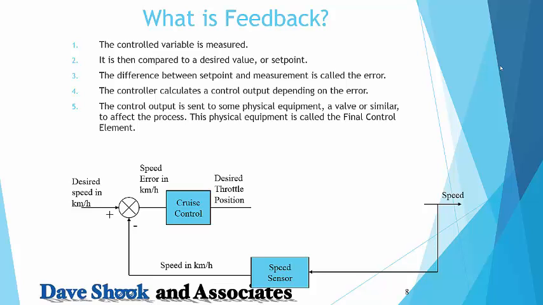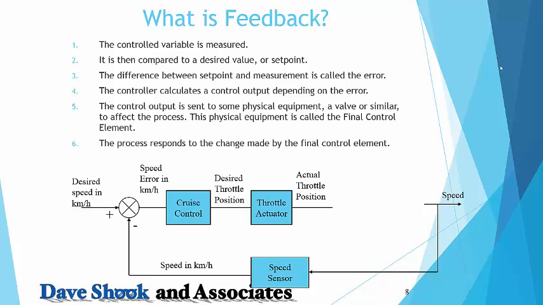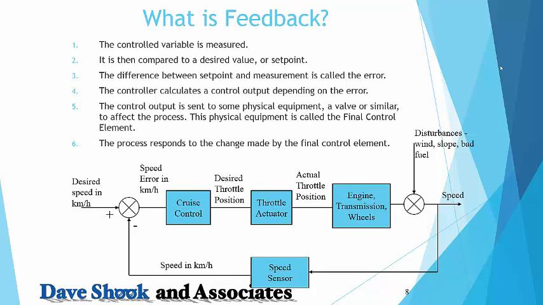Now, this desired throttle position is sent to some physical equipment that affects the process. This physical equipment, which is generically called the final control element, is an actuator. It's a device that takes a signal and converts it to some physical mechanism, some physical event or value in the real world. In cruise control, it's an actuator that moves the position of the throttle valve, which changes the amount of air-fuel mixture that goes into the engine. That is then an input to the real world.